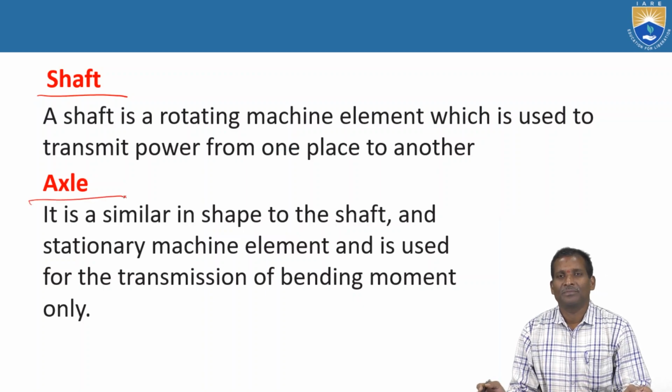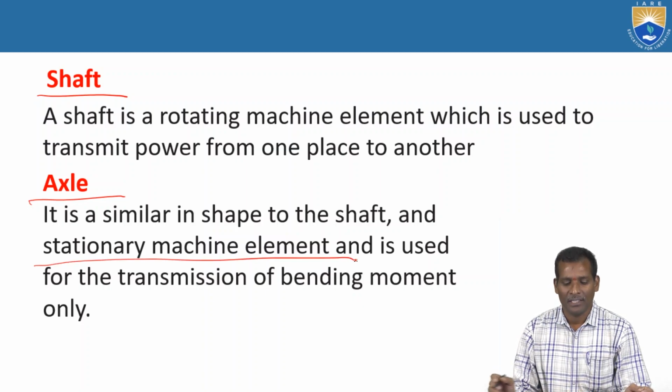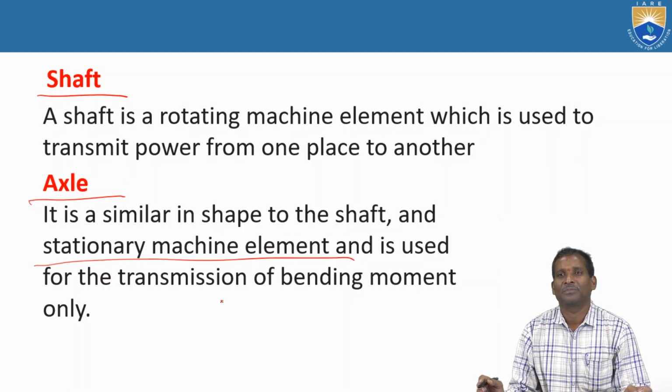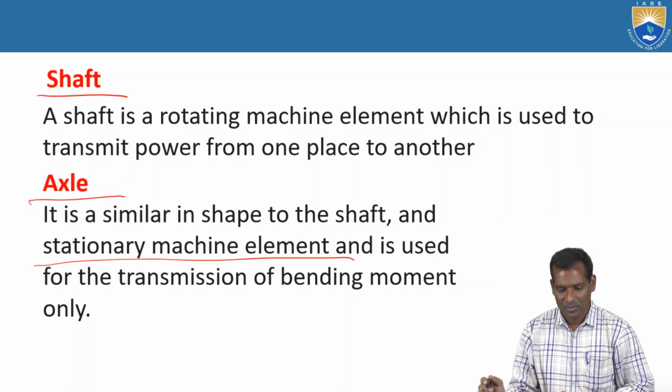The next definition is axle. So what is this axle? It is actually similar in shape to the shaft. It looks circular, with a shaft-like cross section. It is a stationary machine element and is used for the transmission of bending moment only. The shaft is used for transmission of bending moment and torsion, but in an axle, only the transmission of bending moment is possible, and it is smaller in size. It is a stationary machine element, which means it supports the rotating element.